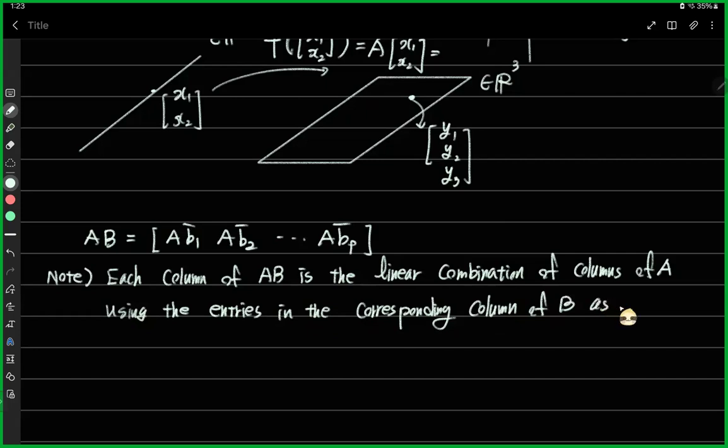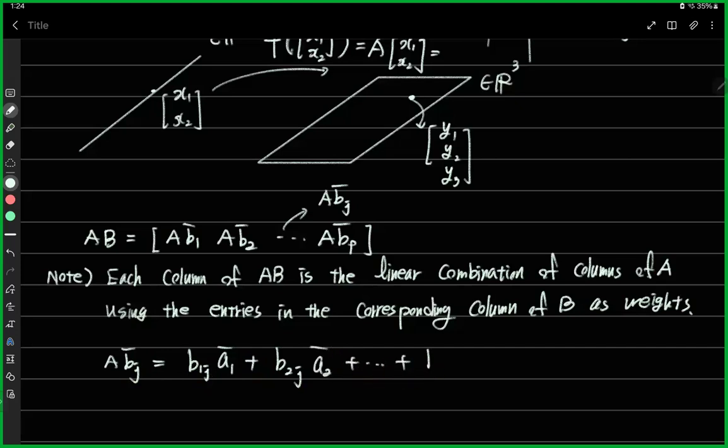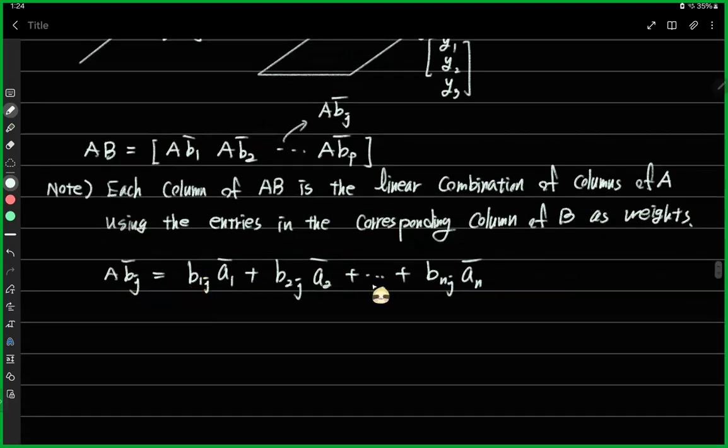Of B as weight. Okay. So for example, let's say I pick the A times B_j bar. Then A times B_j bar is equal to B_1j times A_1 bar, plus B_2j times A_2 bar, plus through the last one, in this case N by N, so B_nj times A_n bar, something like this. So this means the linear combination of the columns of A using the entries B_1j through B_nj. This is the corresponding column of B as weight.